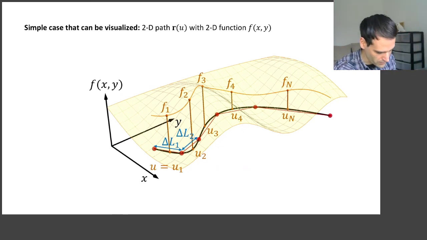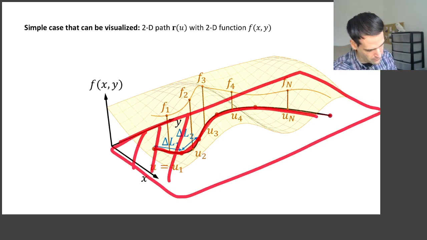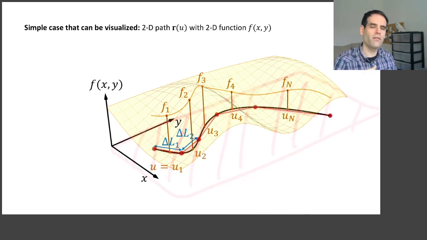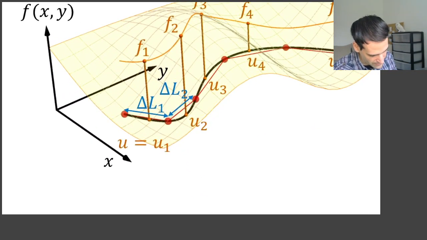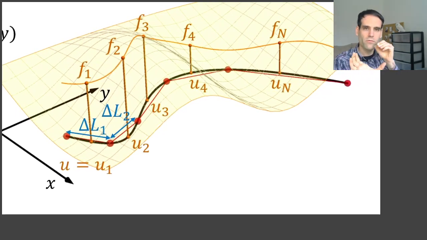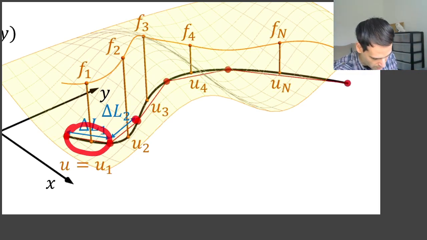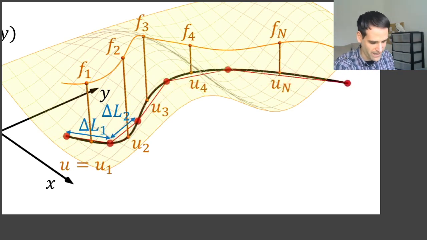This is only possible when this curve, which is our curve, is lying on the xy plane, so it doesn't have a z component. Then you can see here that I have indicated the different values of u: u1, u2, u3, u4, up to un, on each of these segments. And the segments are of length L1, L2, L3, L4, and Ln. Actually, delta L1, delta L2.